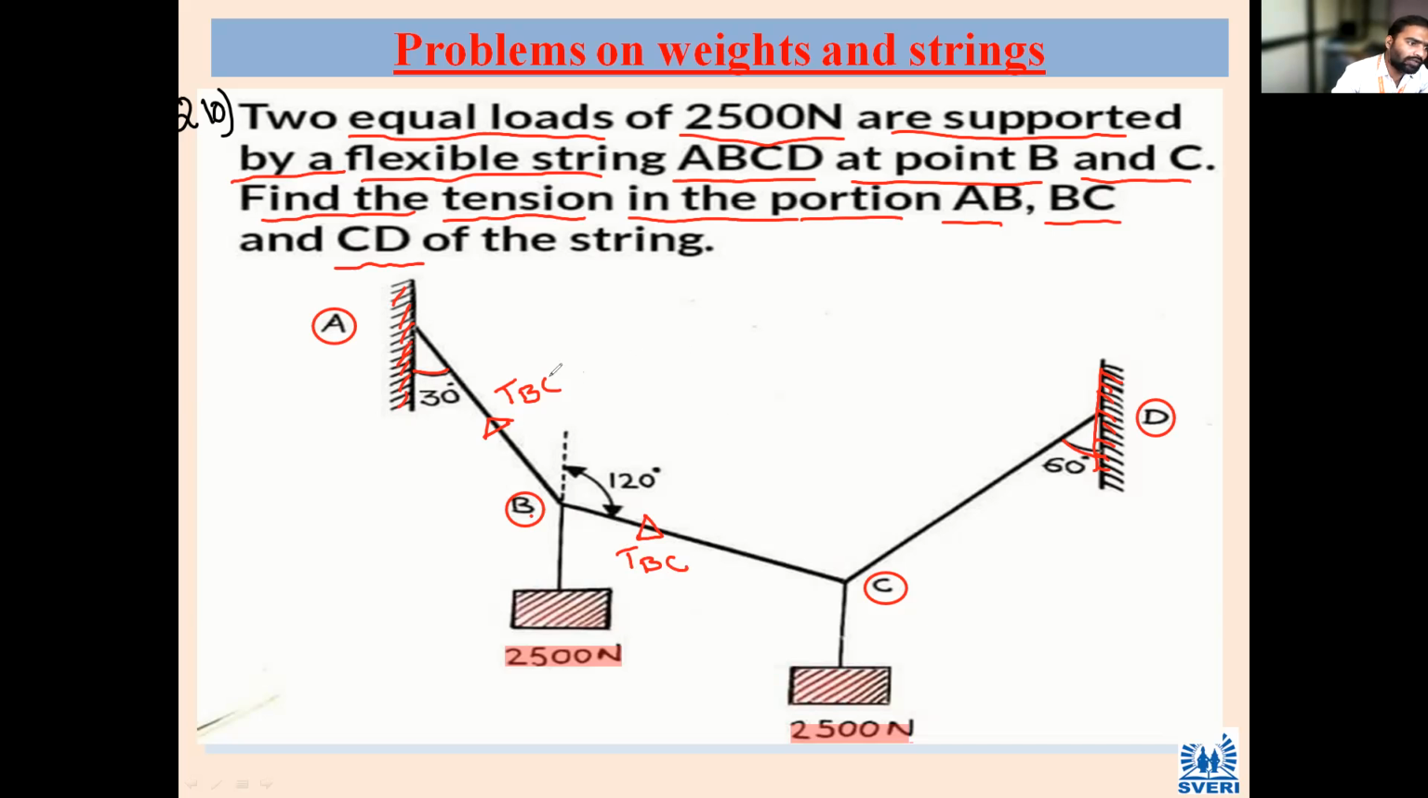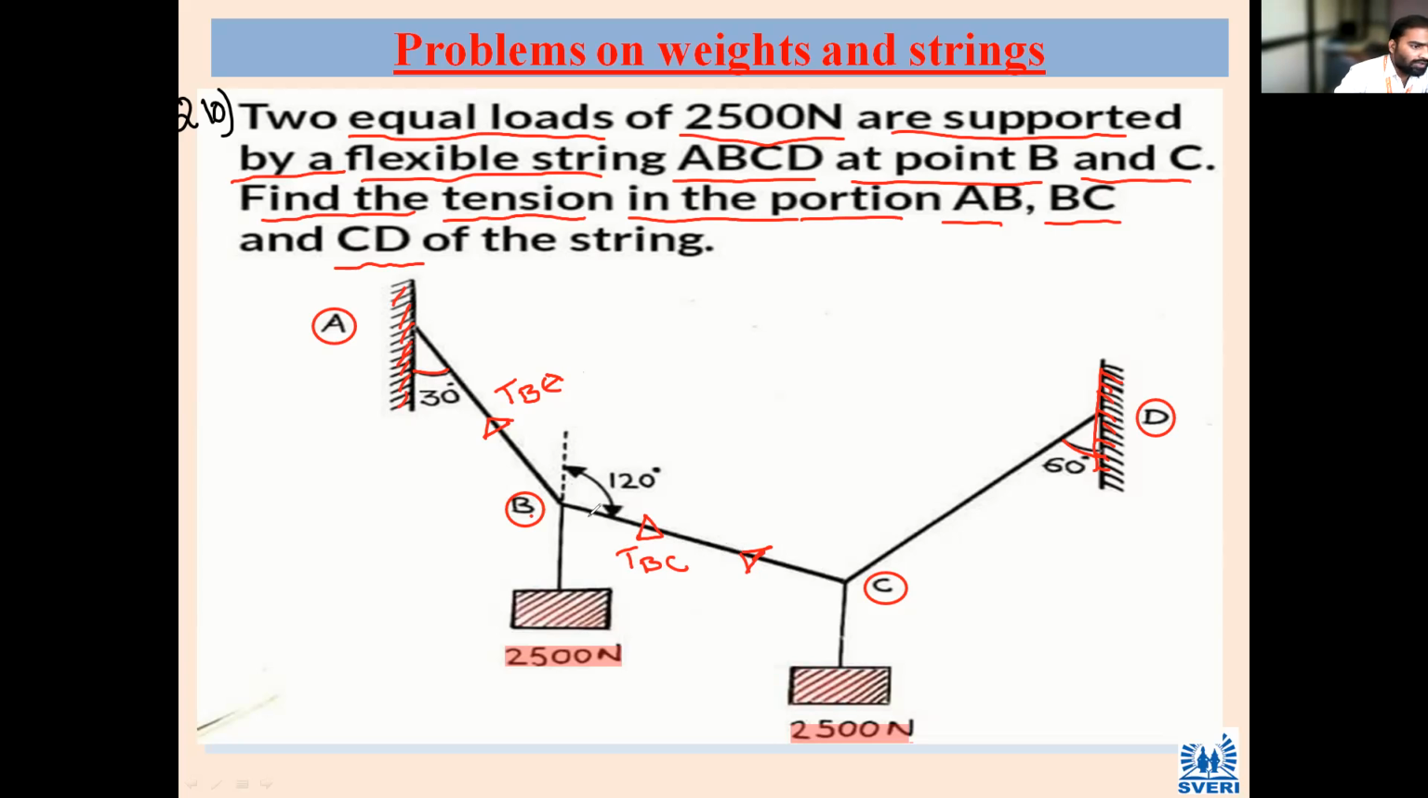This is TBA. Correct? This is the BA portion. This is TBC. From the joint C, the force is moving away. Both are the same. TBC or TCB, both are same.